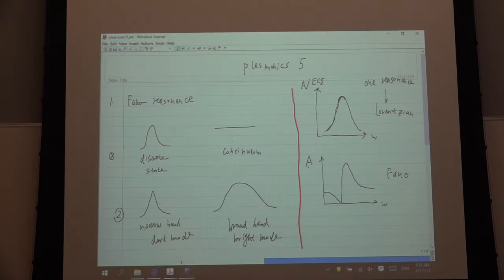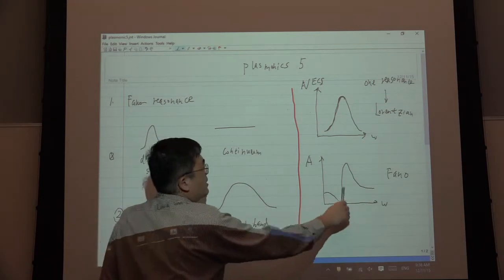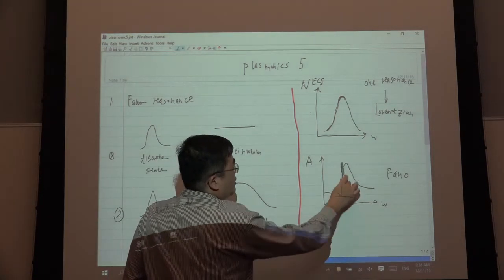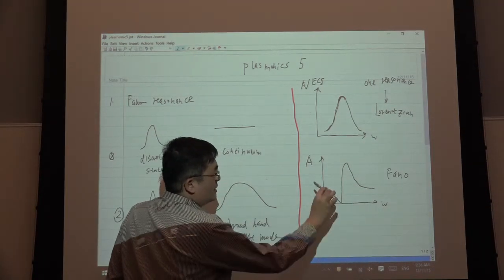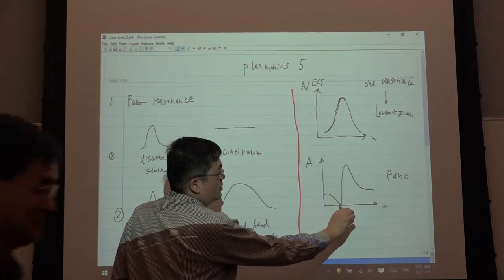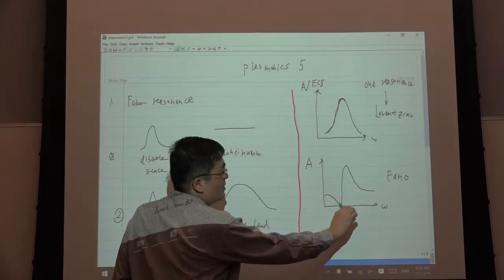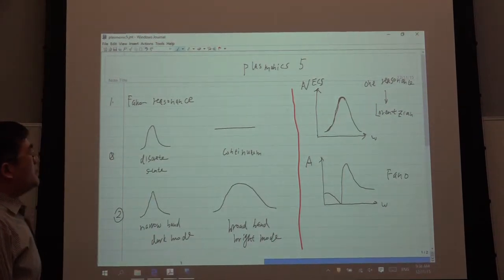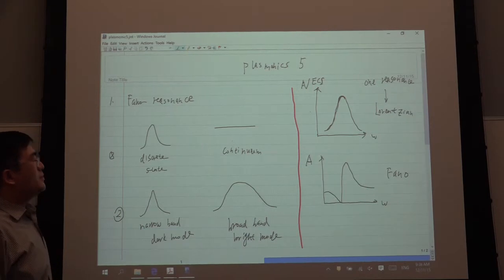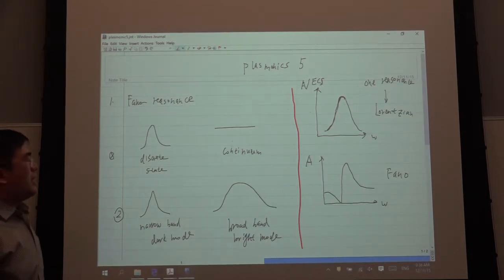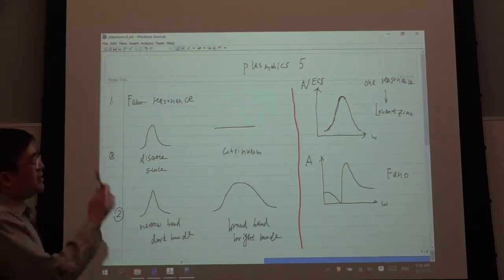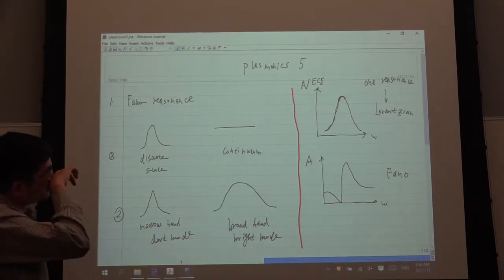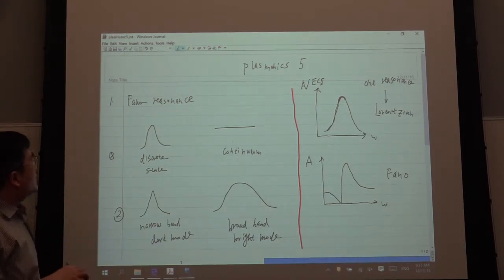Compared to the Lorentz spectrum, the Fano spectrum is asymmetric. It's a sharp change. There typically is a zero point due to destructive interference. So it has a quite different feature compared to the Lorentz shape. This is a Fano shape. I hope everyone remembers its shape. When you see the shape, you can remember the physics.